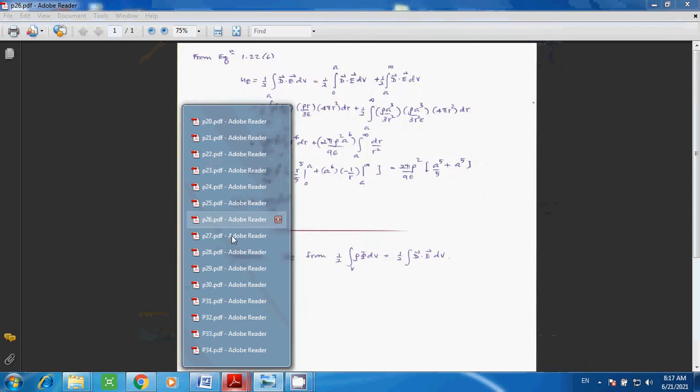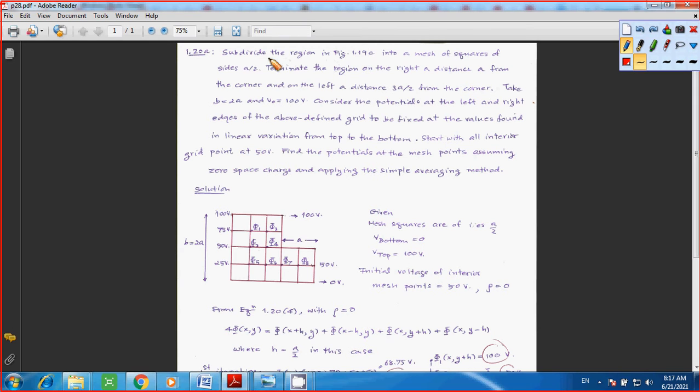Okay, let's continue with the problem of chapter 1. The problem 1.20a: subdivide the region in figure 1.19c in a mesh of squares of sides a over 2.